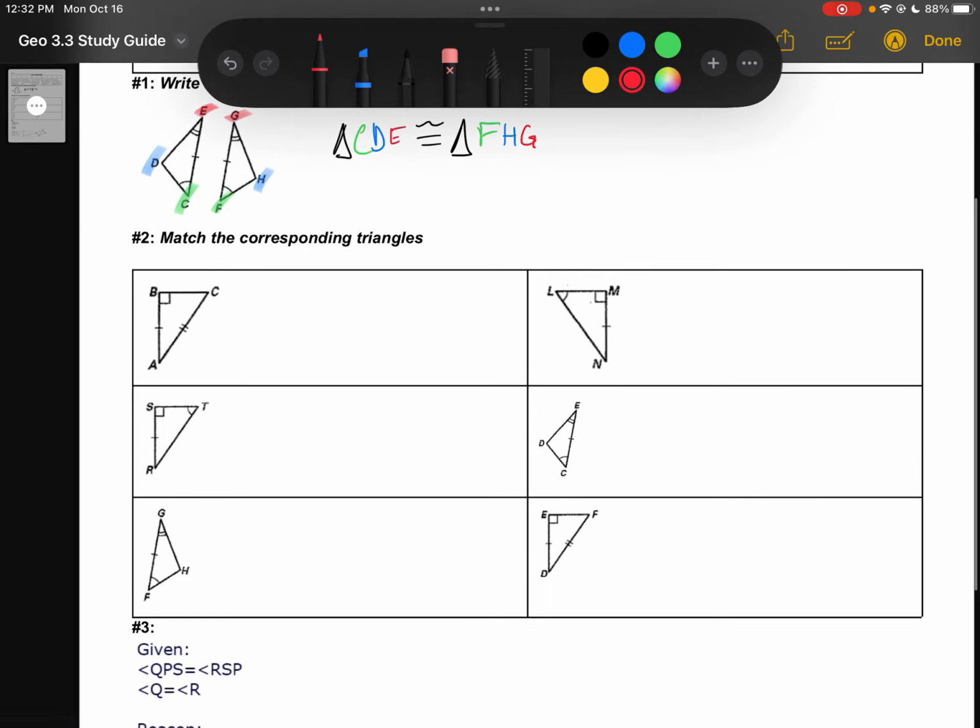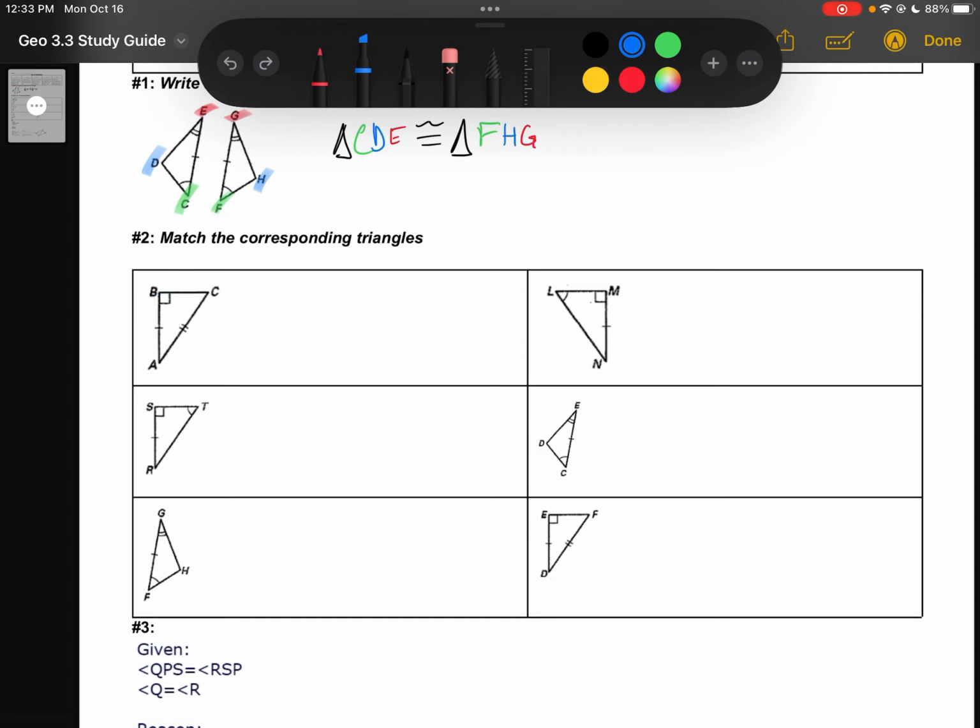For the second part, pretty similar. We are looking for triangles that have some similarities between them. And one thing that we're going to notice here is that we don't want to just jump to conclusions based off of one factor that is the same. So if we look for right angles, we're going to see that we have multiple triangles that have right angles in them. So we want to be careful with how we're matching these up.